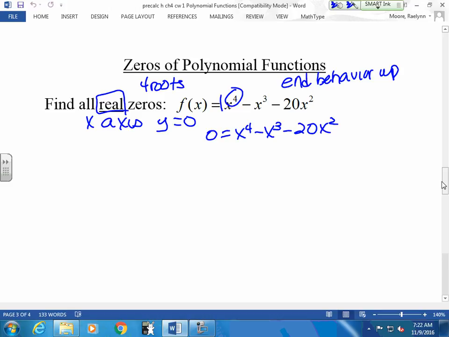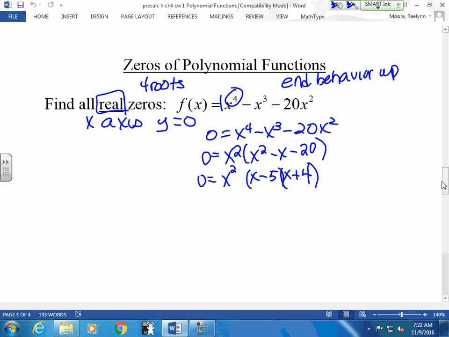So how should I start this? Factor out an x squared. Good. And then what's left? Okay, and now what? Factor again. Minus 5 plus 4. Good with you guys? Good. Now what? Set them equal to 0, just like you always did.